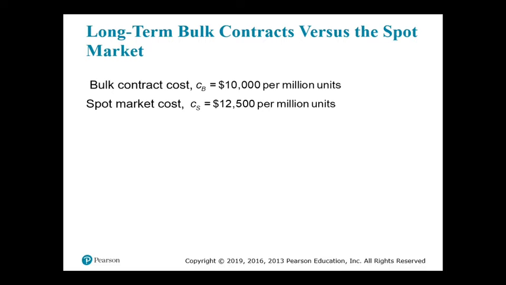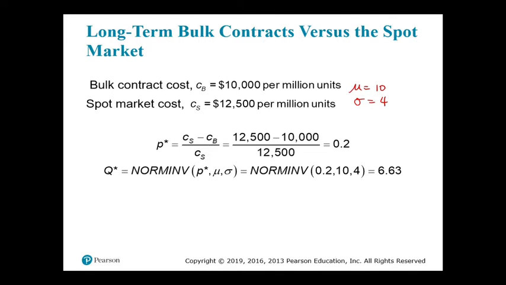So as an example, if the bulk contract sells at $10,000 per million units and the spot market sells for $12,500 per million units, and the demand distribution is on average 10 million units with sigma of 4 million units, then plugging in the numbers, P star should be equal to 0.2, which will give us Q star equal to 6.63 million units, and that's what we sell in the bulk market, and the rest is sold in the spot market.